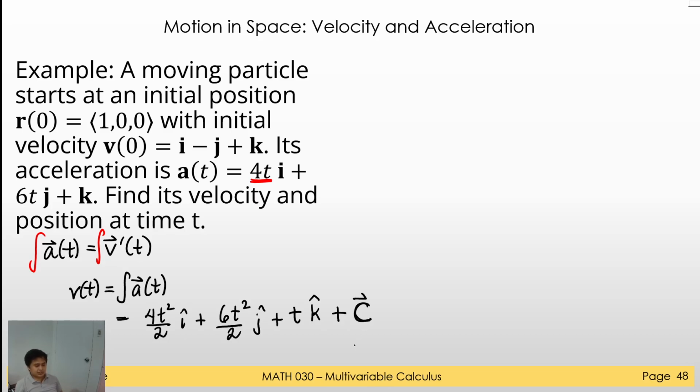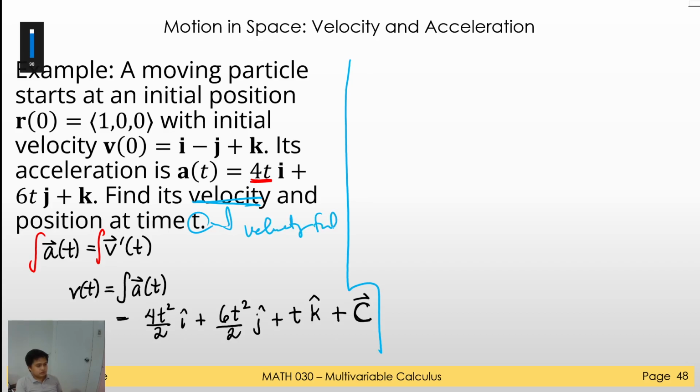So this is actually a vector, no? But I won't write the vector anymore at this point. Should I? I think I should, no? So I'll just write here that c is a constant vector. A constant still. So now, what do we have here? How do we now solve for the velocity function? We're trying to find the velocity function, so basically your v of t.